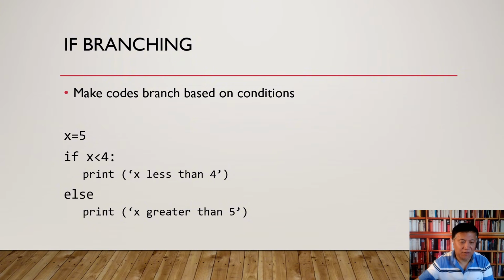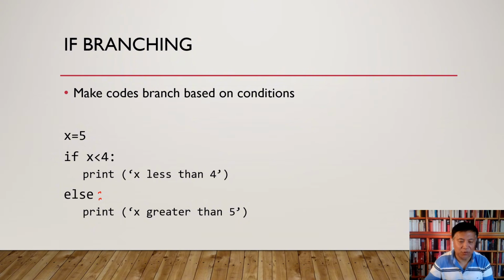In this example here, we let x be 5 at the beginning. And the code goes like this. If x is less than 4, we print x is less than 4. It is very important to use the colon here to indicate the syntax. Else, we print x is greater than 5. Actually, I made a mistake here. You need to actually use colon. Otherwise, the computer would think there's a mistake.